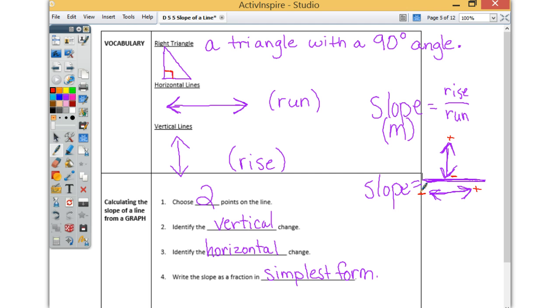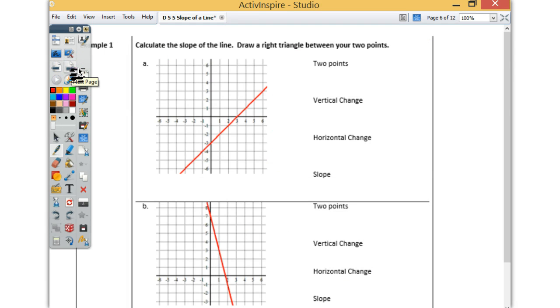So these are the steps we're going to use to solve the next ones, where you're going to calculate the slope of a line if I give you a graph. First thing you have to do is choose 2 points on the line, identify the vertical change, identify the horizontal change, and then write the slope as a fraction, and this is huge, in simplest form. It has to be simplified or you'll lose points, okay? I'll bring that back so you can copy them.